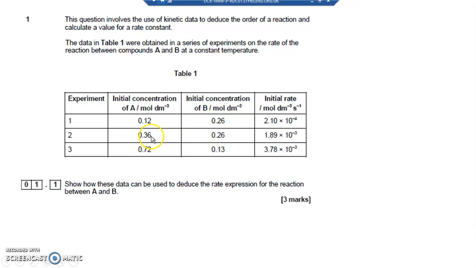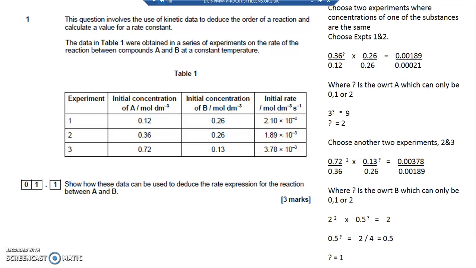What do I do? I take the concentration of A in experiment 2 and divide by the concentration of A in experiment 1, and that will be to the power that A is raised to in the rate equation, the order with respect to A. I do the same for B, raised to the power that B is in the rate equation, the order with respect to B, and I take the rate, 1.89 times 10 to the minus 3, and divide by 2.1 times 10 to the minus 4. Let's see that.